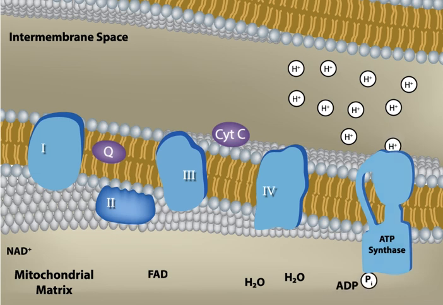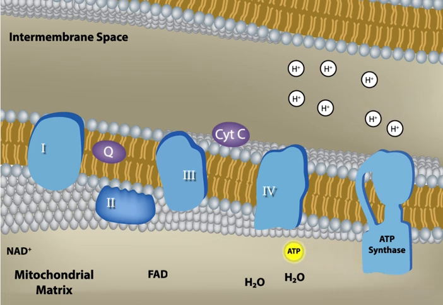The buildup of hydrogen ions inside the intermembrane space creates a concentration gradient. ATP synthase in the inner membrane uses this to produce ATP from ADP and inorganic phosphate. This is called chemiosmosis.